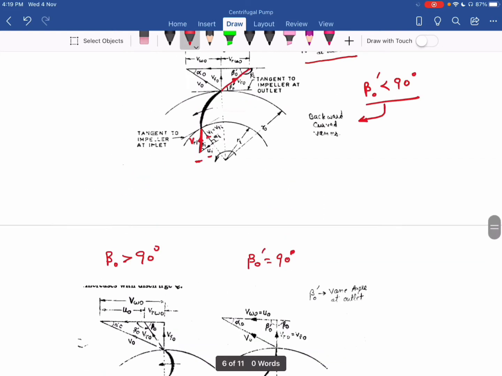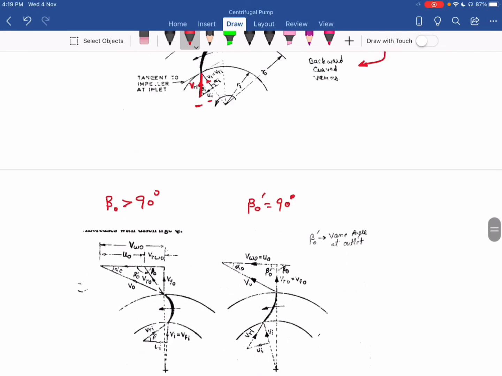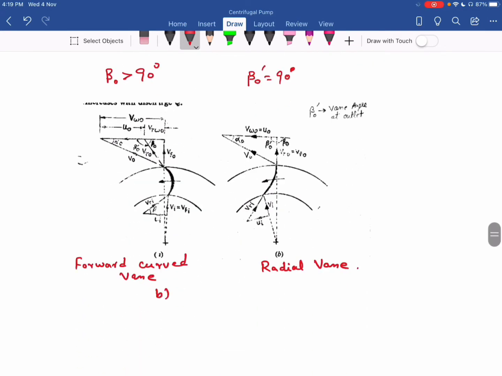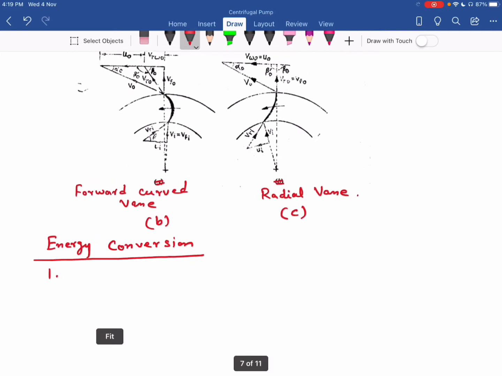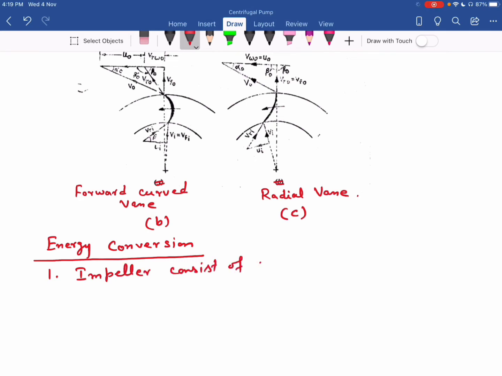Now, next we see the relation for energy transfer. This is my diagram A, this is B, and this is C. Now next is the equation for energy conversion. This equation contains some assumptions. My first assumption is that the impeller consists of infinite number of vanes.